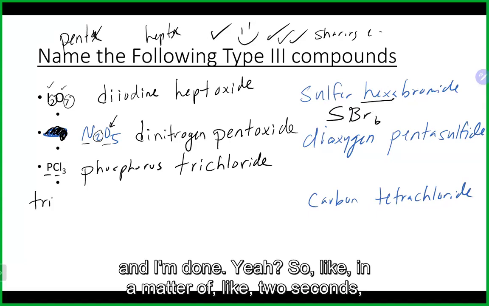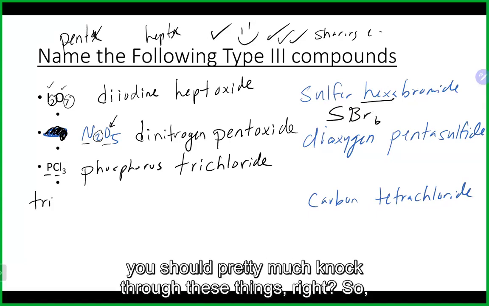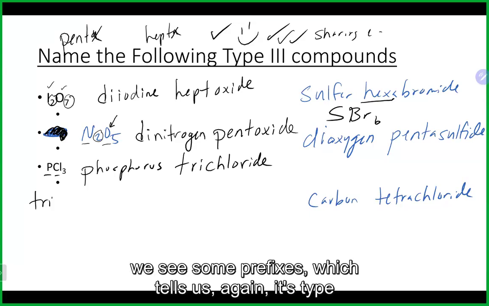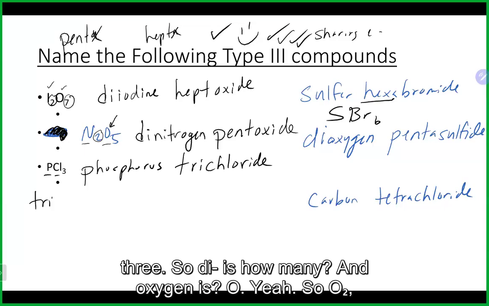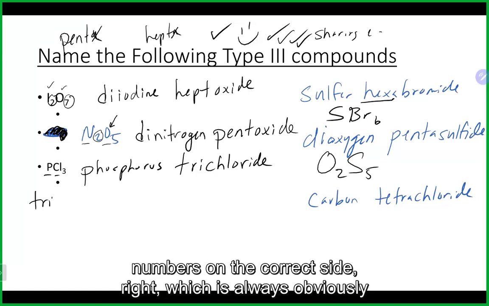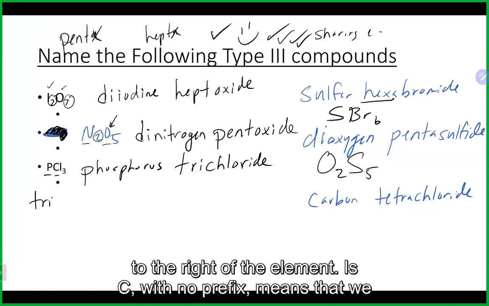Yeah. So in a matter of like 2 seconds, you should pretty much knock through these things, right? So dioxygen pentasulfide. Again, we see some prefixes, which tells us, again, it's type 3. So di is how many? And oxygen is O. Yeah. So O2, right? Penta is 5. Sulfur is S. So you just need to put the numbers on the correct side, right? Which is always obviously to the right of the element.